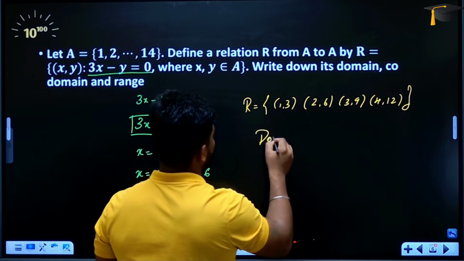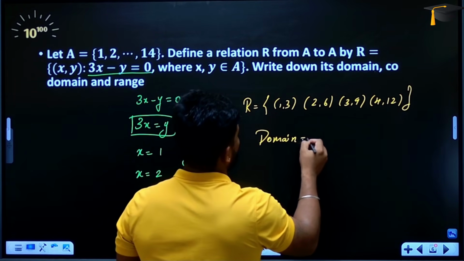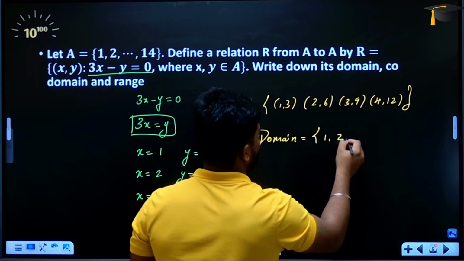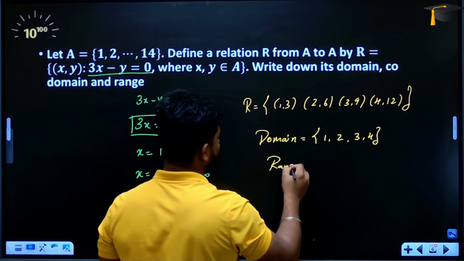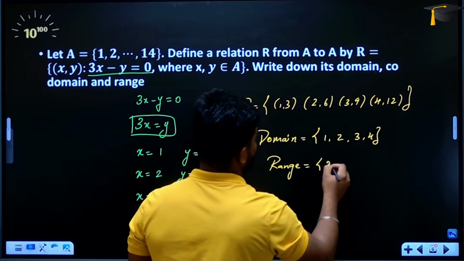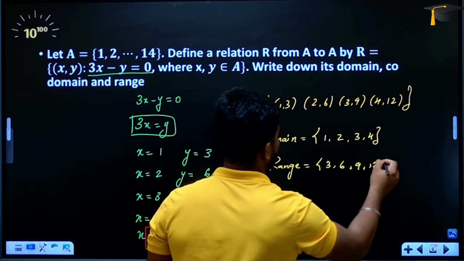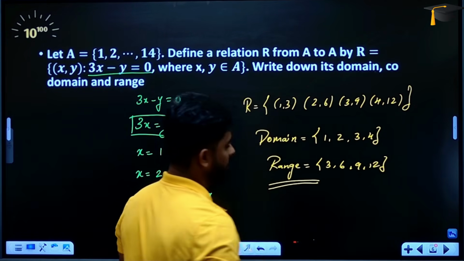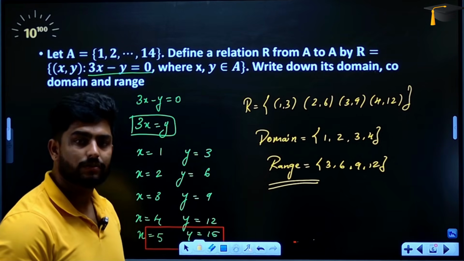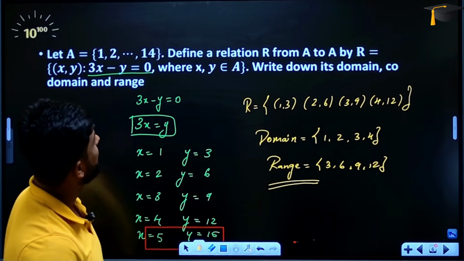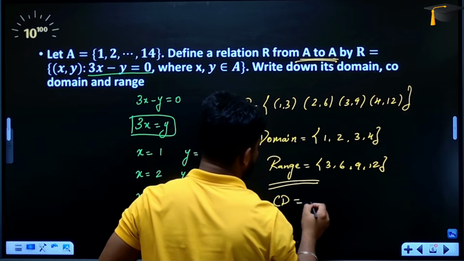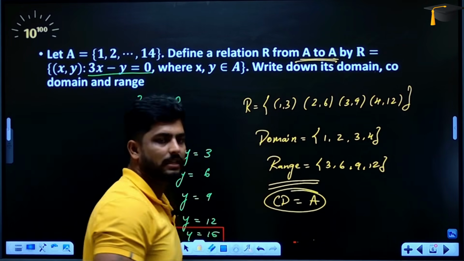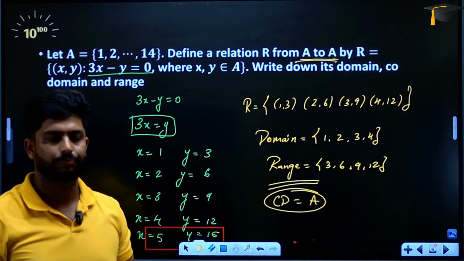So domain: when writing the domain, write it in set form. So {1, 2, 3, 4}, and range is what? So range is equal to {3, 6, 9, 12}. So that's all it is. Okay, sometimes they will ask us to find the codomain. So it's actually A to A, isn't it? So since it is A to A, the codomain is the given set. Codomain is nothing but the given set. So this much writing is enough. Okay, yeah.